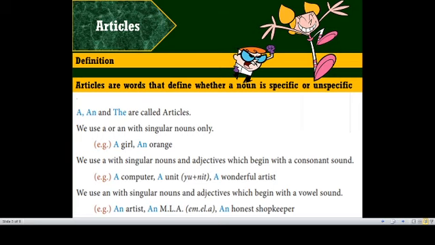The indefinite article indicates that a noun refers to a general idea rather than a particular thing.